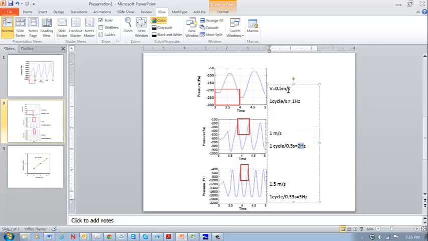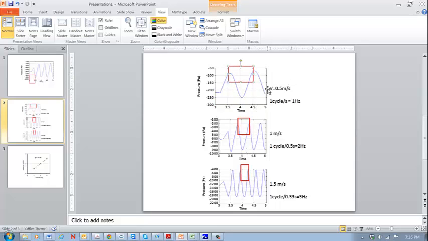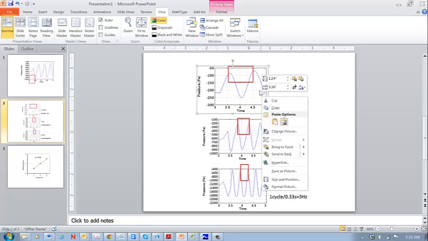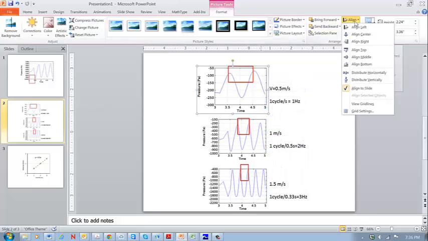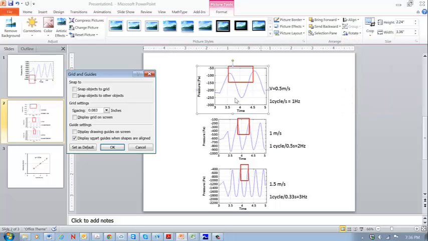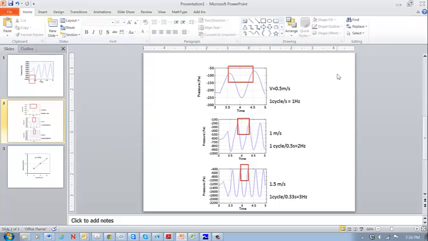So I did a slower flow of 0.5 meter per second, and this is the pressure fluctuation for 0.5 meter per second, and that lines up like so. See how it kind of jumps around like that? What you want to do to get a little more accurate assessment is to go in here under picture tools to align and the grid settings. Okay, I thought that it was snap objects to grid. I thought that was on, but it's not.